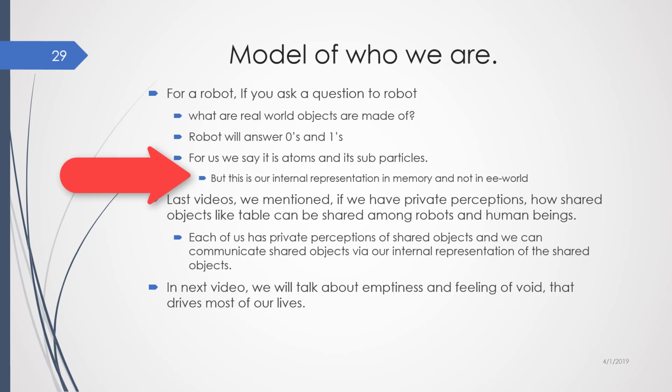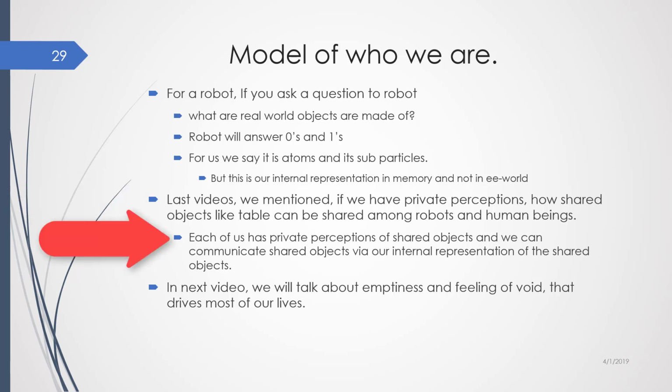In previous videos, we said we will consider the question, how can we communicate about shared objects if we only have access to our private perceptions? Robot knows only its private perceptions but can only see the shared objects in its memory and share with other robots their own private perception of shared objects. This is how Alexa talks to us.